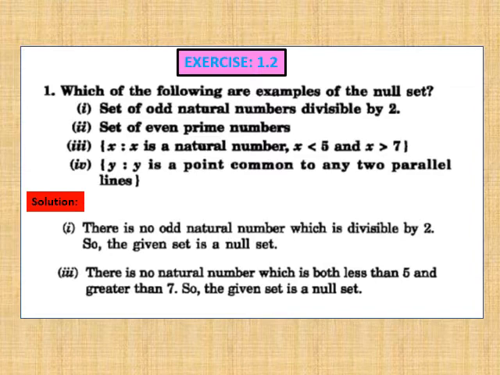Okay. Clear? And the third one is x such that x is a natural number and x is less than 5 and x is greater than 7. So is it possible that a number x is less than 5 and at the same time x is greater than 7? Is it possible? No. There cannot be any number which is smaller than 5 and also greater than 7. Clear? It means there are no elements, so this set will be what? A null set. I hope I am clear. So pause and solve the other sums.